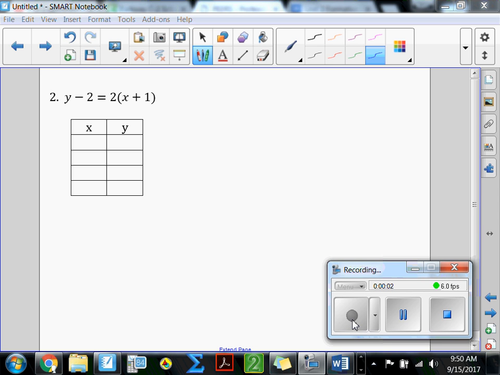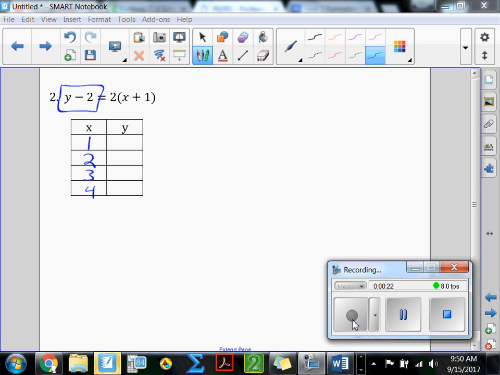Okay, this is number two on the formative. This one looks a little bit different, because the y is not by itself, it has the y minus 2, so there's going to be a little bit more involved in the problem. You can still plug in numbers for x. We could still do whatever we wanted, 1, 2, 3, 4. We'll do that this time.